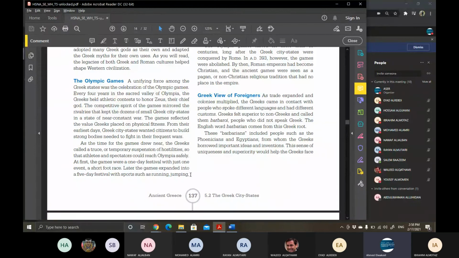The Olympic Games gather all of these city-states. So once Ibrahim from Athens wins, he's representing Athens. Once Ahmed from Sparta wins, he's representing Sparta. Consequently, all of the city-states took part in the Olympic Games so that they could represent their city-states and also bring honor to them.